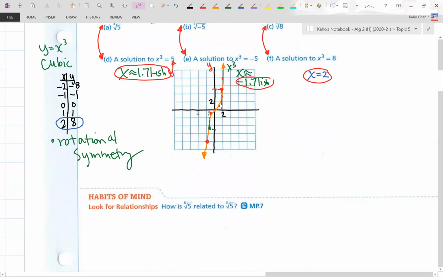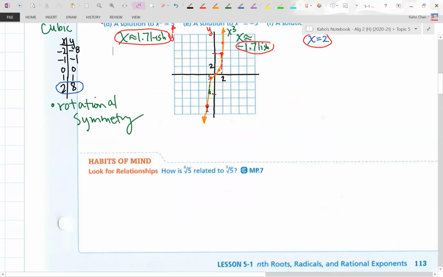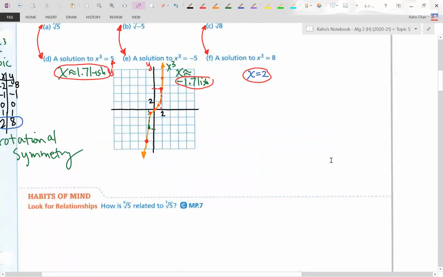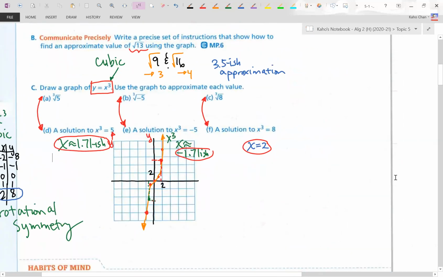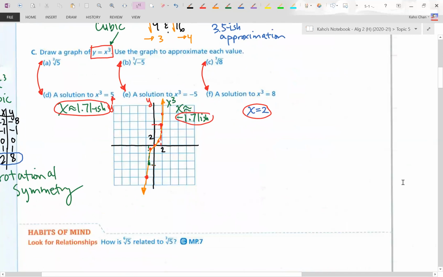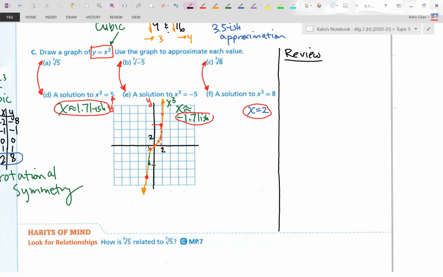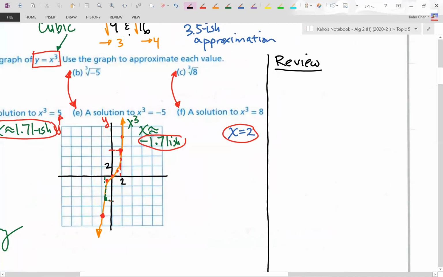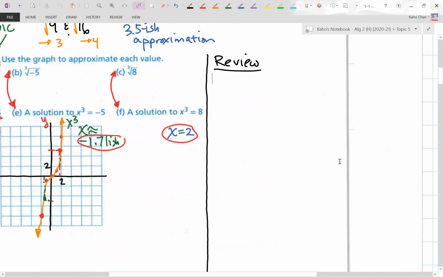All right. Now, let's take a look. Before we answer the habits of mind at the bottom, I need to do a quick review about rational exponents before we can move on to this lecture. So let's find some white space here and discuss this. Rational exponents are something that you learn in Algebra 1. Let me walk it over with you. A rational exponent is also known as a fraction power.